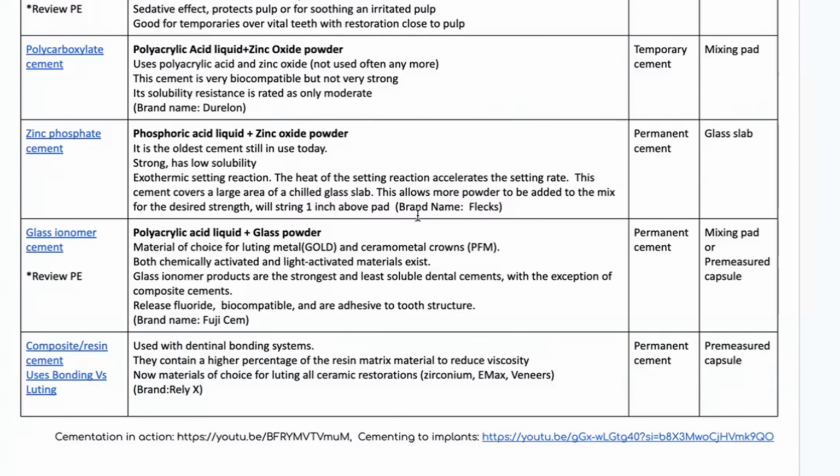And we cannot cement permanent crowns, depending on the state, but we can do temporary crowns, so keep that in mind. The last one that we're going to talk about here is our composite resin cement, and this is going to use bonding versus luting. As you can see here, it has the word composite in it, and it's going to be more like a restoration that will bond the tooth to the crown, or usually they're using this especially on veneers. So keep in mind that there's a composite aspect to it.